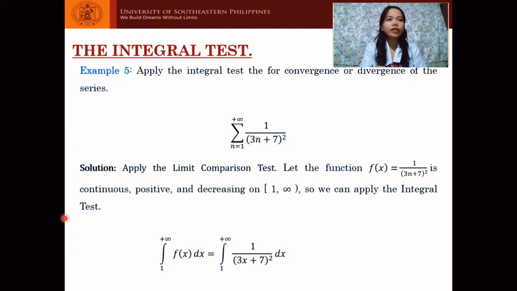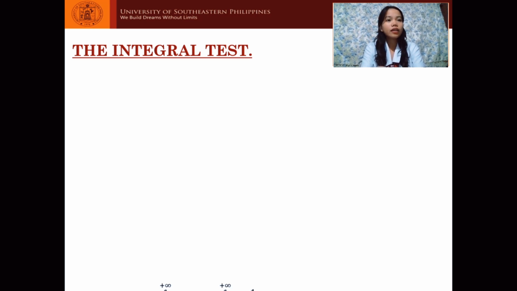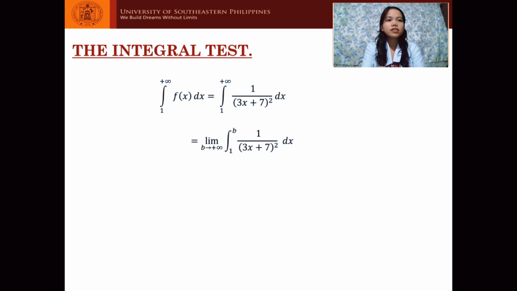We apply the theory of improper integrals. The improper integral is equal to the limit as b approaches positive infinity of the integral of 1 over the quantity 3x plus 7 squared from 1 to b dx. For this one, we're going to apply u substitution. Let u equal 3x plus 7. The derivative of u is 3 dx.